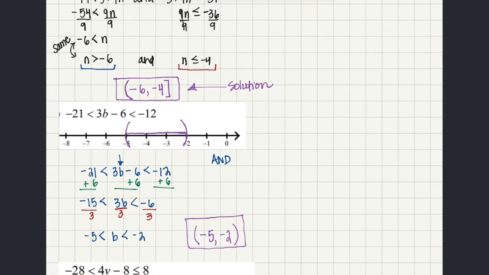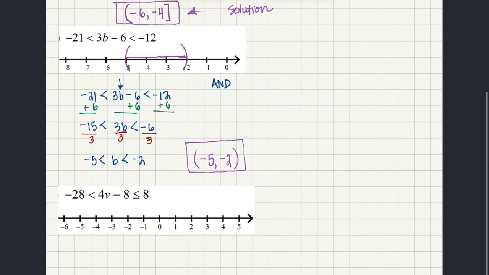So now that I've shown you two different ways to solve these three-part inequalities, you can solve this last one however you feel like you want to solve it. And then when you want to check your answer, you can press play.